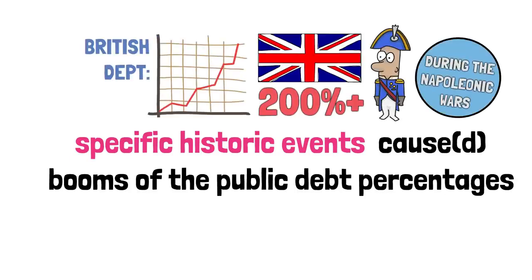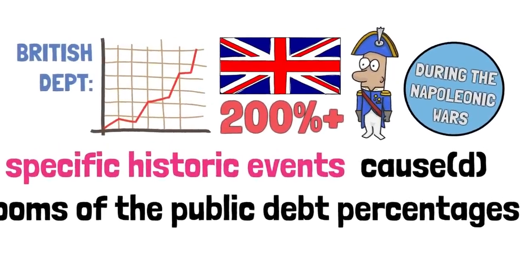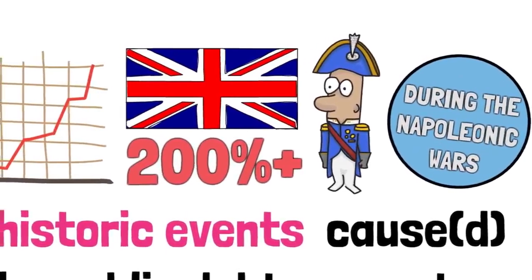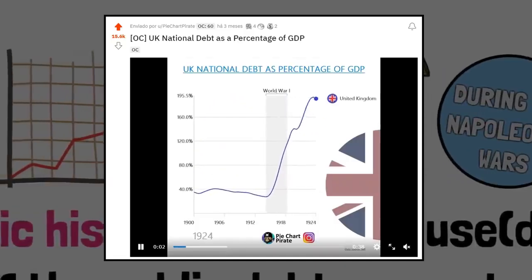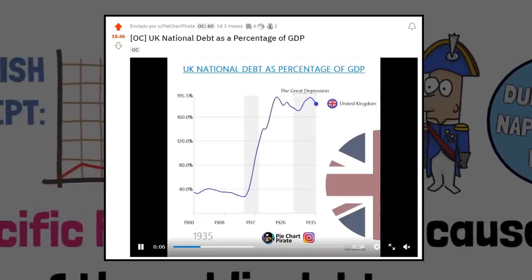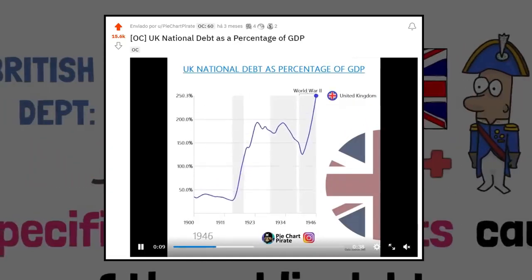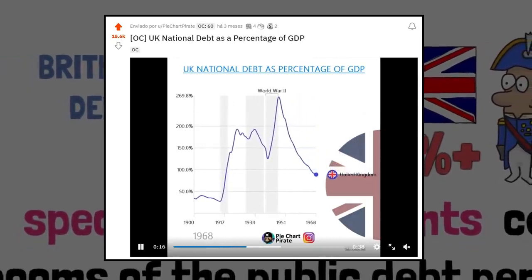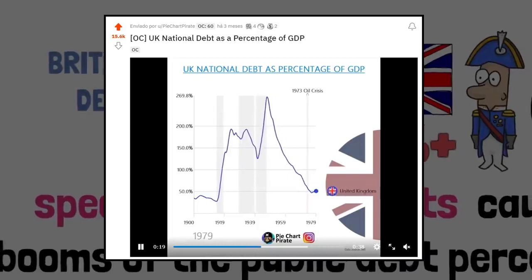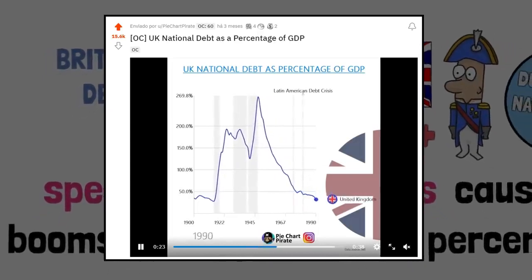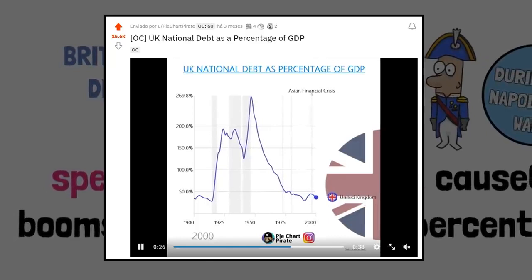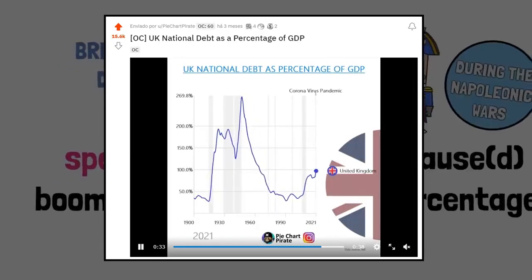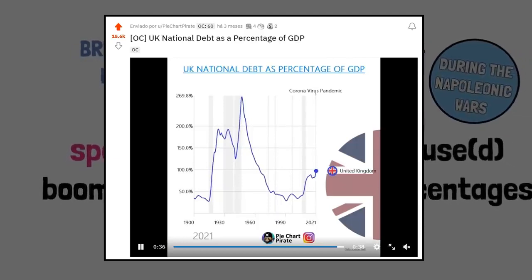For instance, in 1815, at the end of the Napoleonic Wars, the British government debt reached a peak of more than 200% of the GDP. This person on Reddit, Pie Chart Pirate, creates these incredible animated flowcharts showing countries' debt values throughout history, marking the key events that triggered increases or decreases. In this one of the UK, we can see how the values were around 30% until World War I, rising a lot in that period, with a gigantic growth during World War II as well, and then beginning a downwards recovery trajectory all the way until the global financial crisis of 2008 to 12, where debt began to increase again.